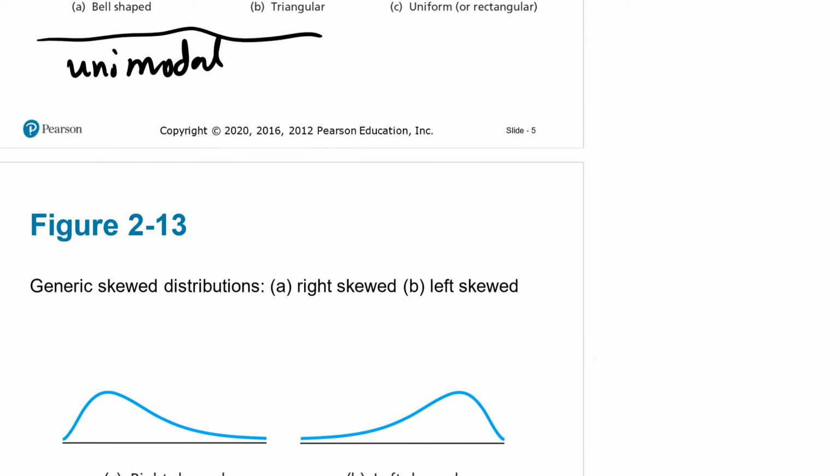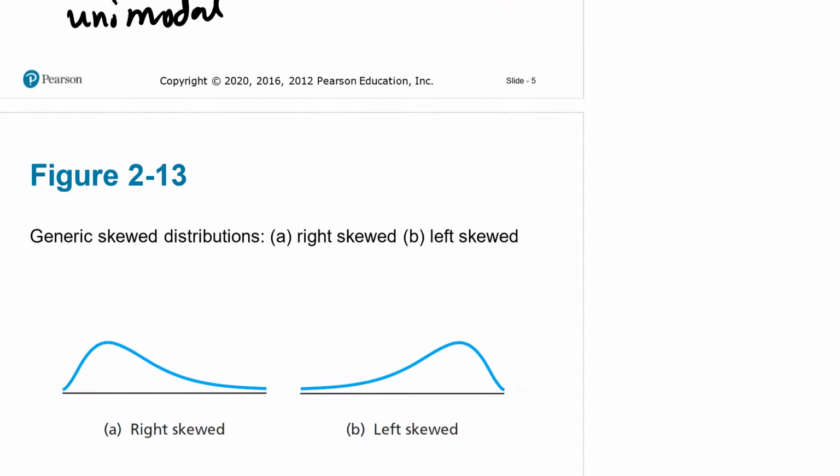For those shapes, we have two more shapes to introduce. One is called right skewed and the other left skewed, or some people say skewed to the right and skewed to the left. That's when the tail on the right side is longer than the tail on the left side. And the same thing with that one: the tail on the left side is longer than the tail on the right side. That's what we call left, and that's what we call right. So skewed to the right, skewed to the left.